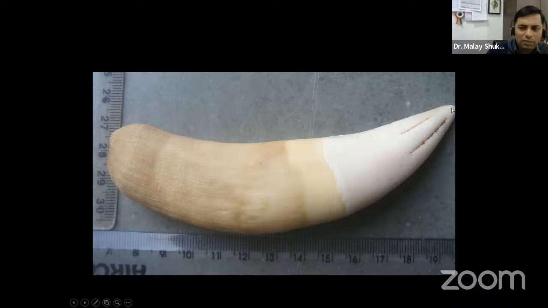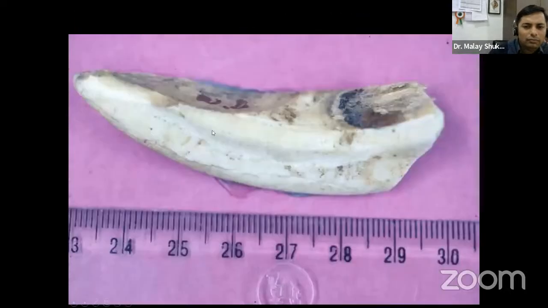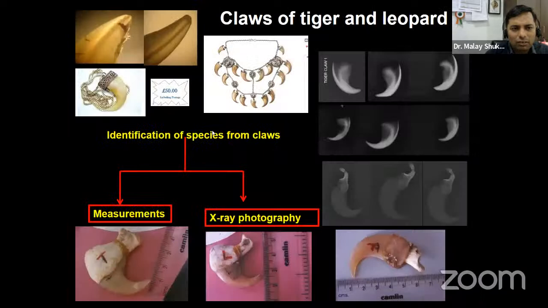Depending upon the dietary habit, the canine may be blunt, sharp, or maybe chiseled. Like hyena or wolf, they are all scavengers, and hence mostly it will be blunt. Likewise for the pig as well, almost a triangular shape. You can see another characteristic of the claw, right?